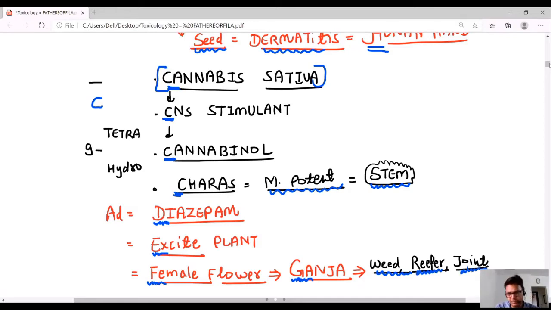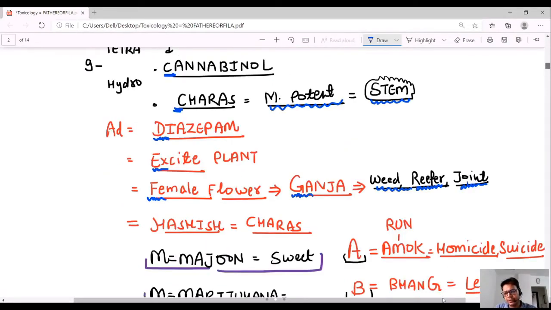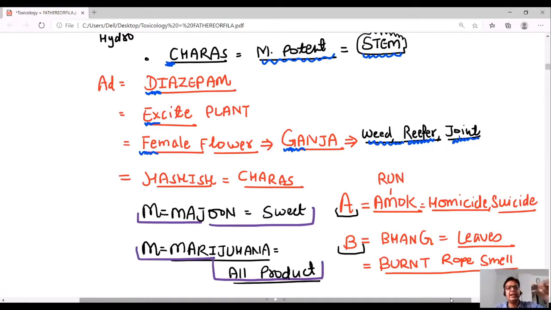Weed is very famous nowadays. Joint is also famous in India. From female flower, we form ganja. So we have seen C is done, D is done, E is done, F for female flower, G is ganja. H is hashish. Hashish is another name of charas. Now, Dr. Saab, C, D, E, F, G, H are done. So now, what two alphabets are left? A and B.